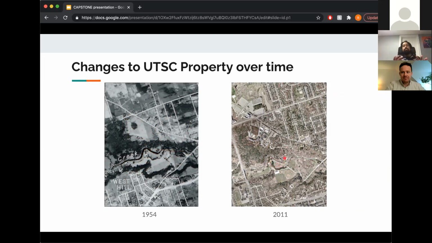But looking at these images at a glance, you'll notice the big glaring change, which is the Highland Ravine woodlot itself. So you'll see that it used to be an interconnected forest landscape and later on was split in half by road development.